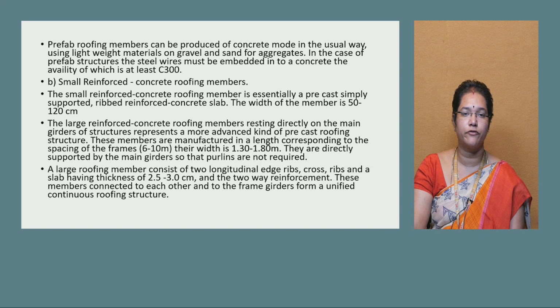Their width is 1.30 to 1.80 meters. They are directly supported by the main girders so that purlins are not required. A large roofing member consists of two longitudinal edge ribs, cross ribs, and a slab having a thickness of 2.5 to 3 centimeters and two-way reinforcement. The members are connected to each other and to the frame girders to form a unified continuous roofing structure.